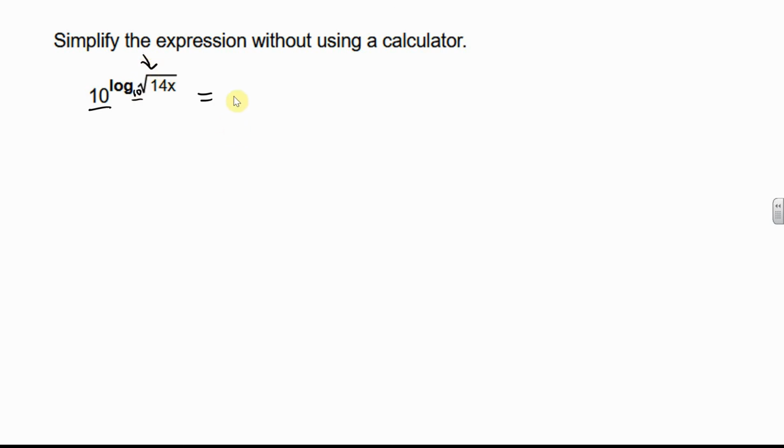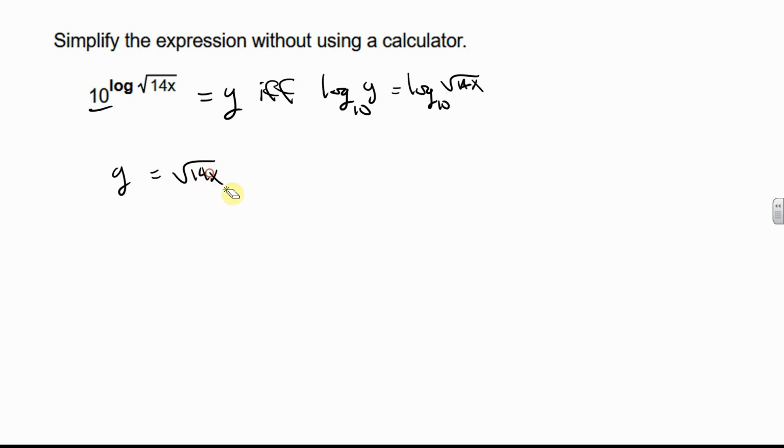Well, let's say if you don't know that. Okay, this is equal to y. So now I'm going to apply the definition. This is already written in the exponential form. So we said this is if and only if. I'm going to put it in log form. This is log base 10 of y is equal to log base 10 of the square root of 14x. So that means that y is equal to the square root of 14x. That's the answer. Okay.